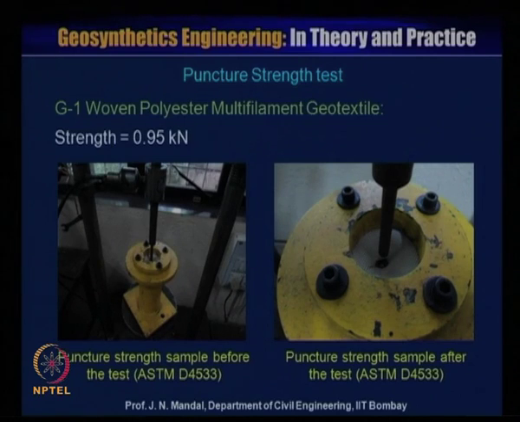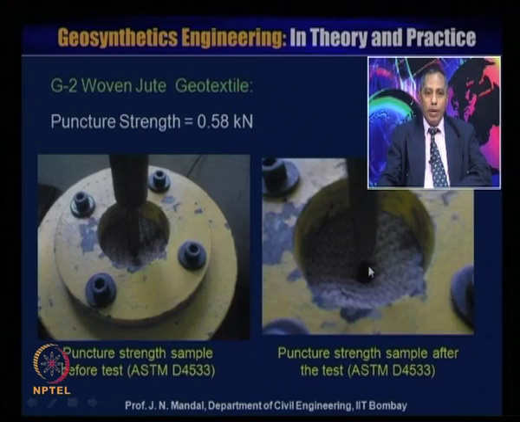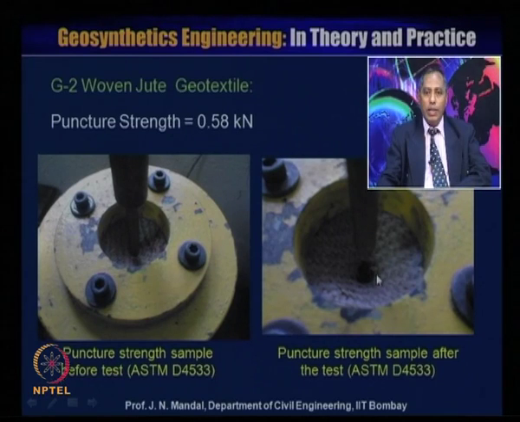This is the puncture strength test for woven polyester multifilament geotextile, with a strength of 0.95 kilonewton. This is the puncture strength sample before the test as per ASTM D4833, and this is the sample after the test. You can see here the formation of a hole in the polyester geotextile sample. Similarly for jute geotextile, the puncture strength test has also been performed and the puncture strength is 0.58 kilonewton per meter. This is before the test and this is after the test.